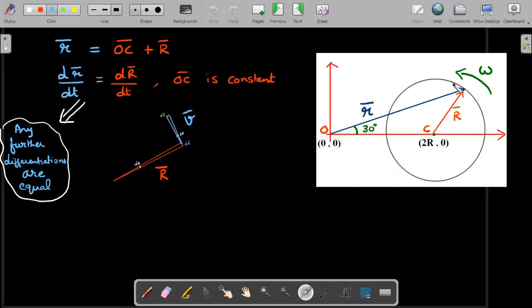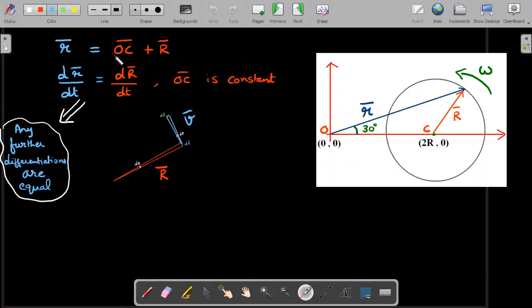As this particle moves on the circle, this blue one is a variable vector, both in magnitude and direction. This red one, capital R bar, only varies in direction but not in magnitude. And there is OC bar. Can you see that OC bar is a constant vector? It doesn't change in either magnitude or direction. So we have all three nice variations. I've just finished that vector triangle. As you could see, OC bar plus R bar is equal to r bar.